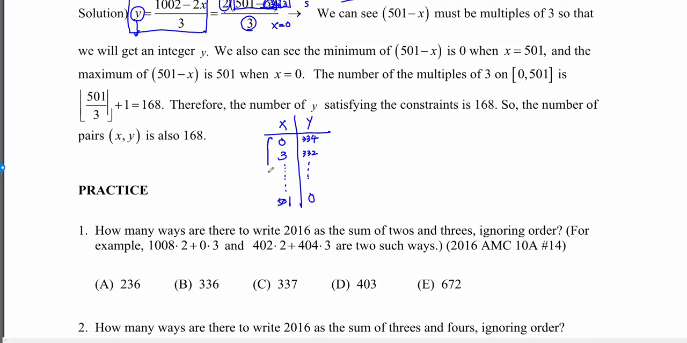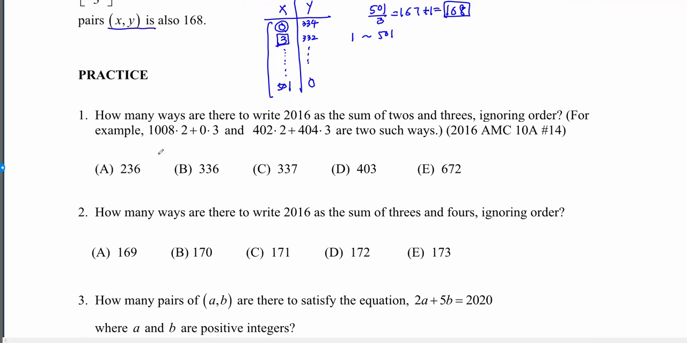How many of these numbers are there? 168, because to find the multiples of 3, 501 divided by 3 is 167, counting from 1 to 501, but we still have the 0 here, so add one. That gives 168 numbers. So we have 168 pairs. That's the answer.